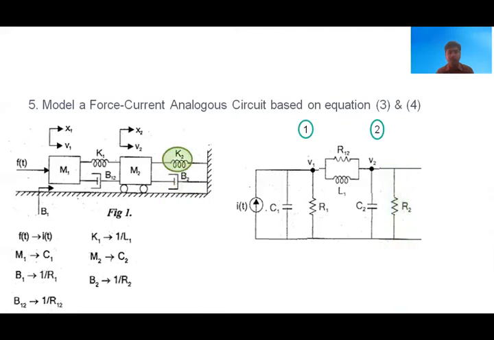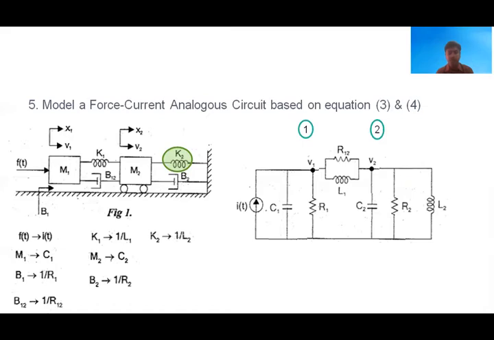Next and last component in the mechanical system is the K2 spring. Analogous parameter in electrical is 1 by L2. So take an inductor and connect it in parallel to R2 and C2. Therefore, at node 2, all the components are connected.